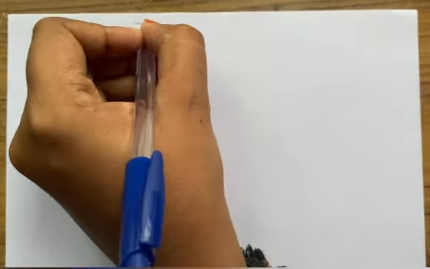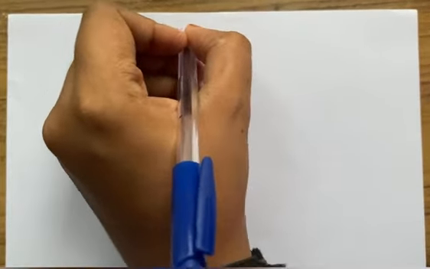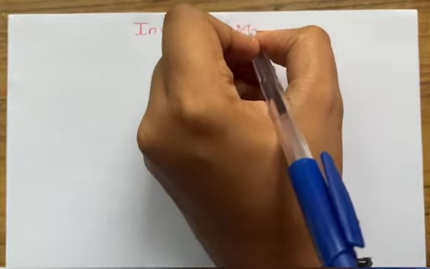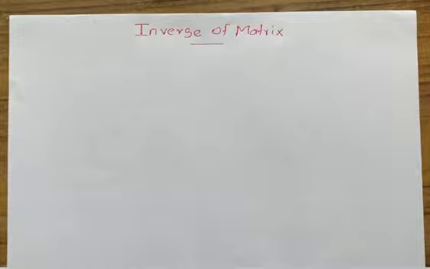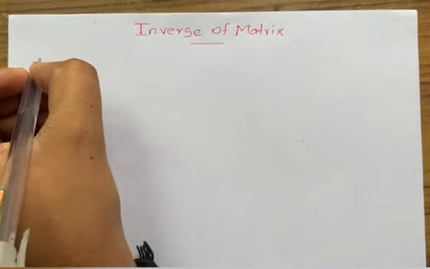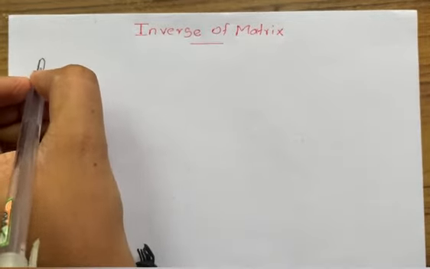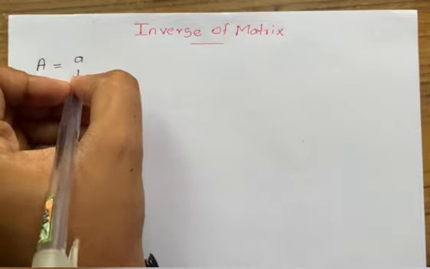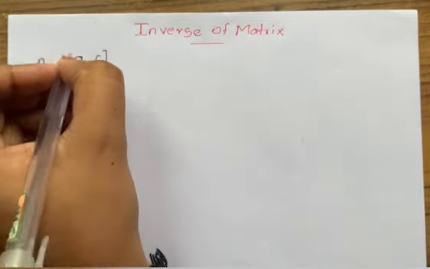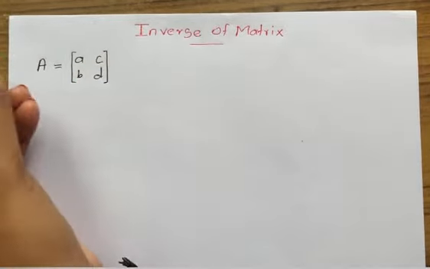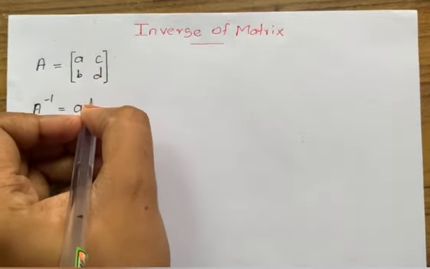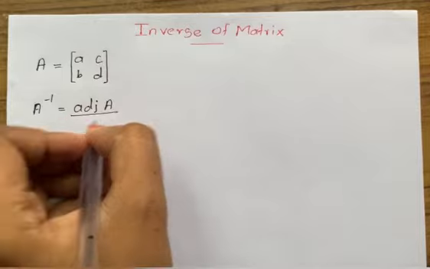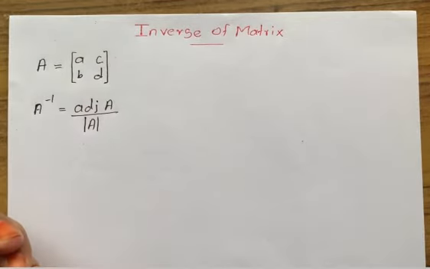Hello friends, today we are going to discuss the inverse of a matrix. We will look at 2 by 2 and 3 by 3 matrices. For example, matrix A is defined by a, b, c, d. So we can get A inverse is equal to adjoint A over determinant of A.